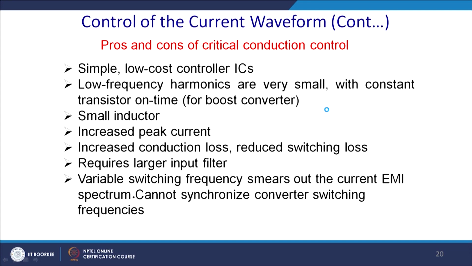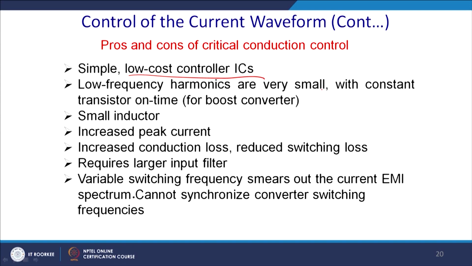First, the advantage: it is a rather simple and low cost IC. It just requires sensing Vg, that is the rectified rippled voltage, and accordingly when it touches the upper envelope, the switch will be off. Low frequency harmonics are small with constant transistor on time for the boost converter, and the size of the inductor will be less because it can operate in the discontinuous conduction mode, because there you can find that continuous conduction mode control is quite difficult.